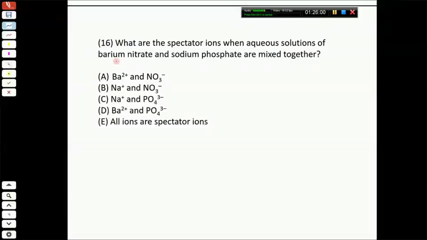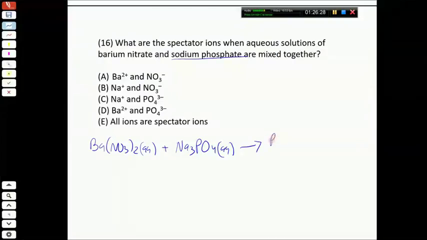So we have barium nitrate. Barium is a +2 cation, so it's going to be barium with 2 nitrates. And then we're reacting that with sodium phosphate. We saw earlier that the correct formula for sodium phosphate is Na3PO4. And then we're getting 2 products from this. We're getting barium phosphate. So barium is +2, phosphate is +3. So the correct formula for that would be Ba3(PO4)2 to balance the charges. And then the other product we're getting is sodium nitrate, NaNO3.